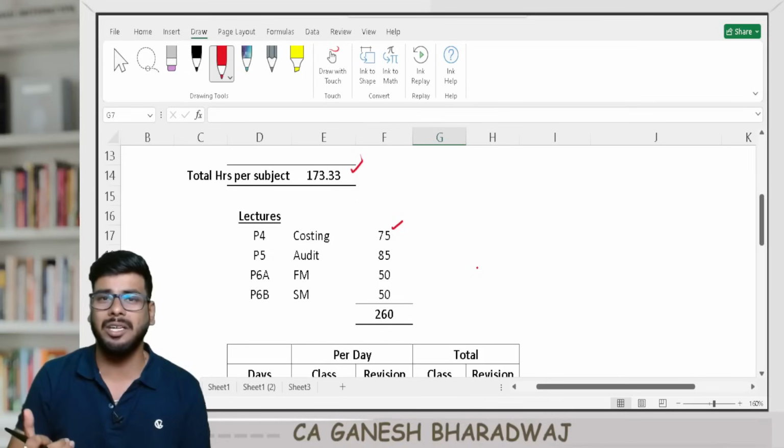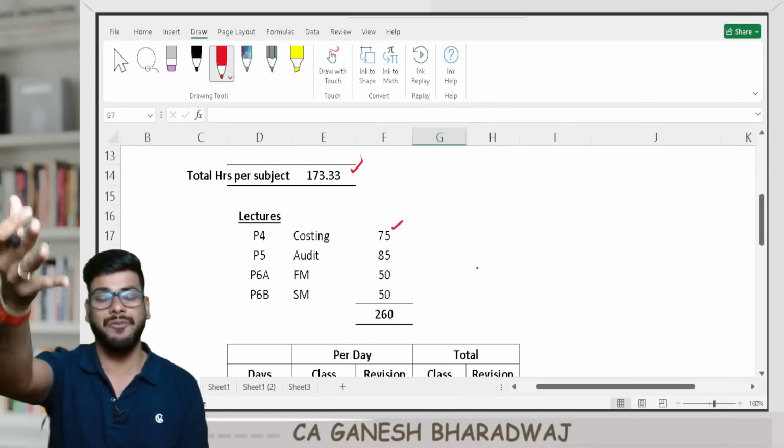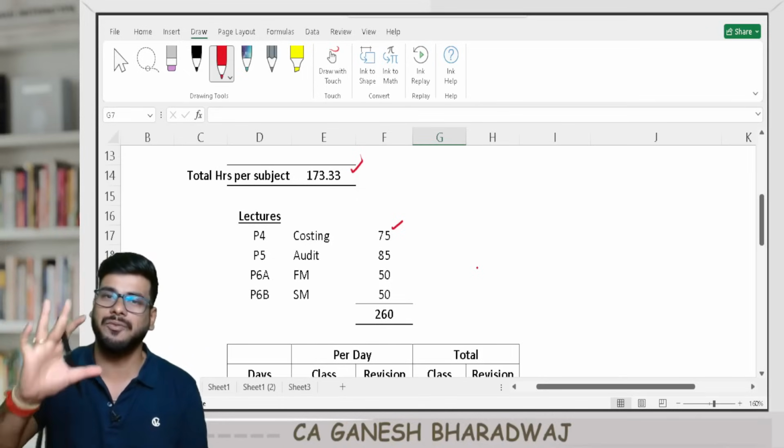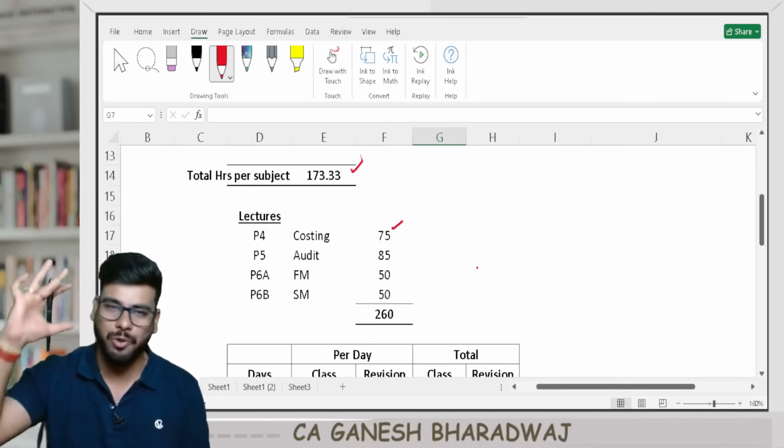Now I'm taking the smart course as the base. Even if you are going for a pro course, you still have a lot of time and you can still cover this entire group. Clear with this?